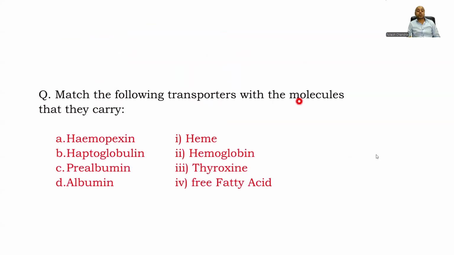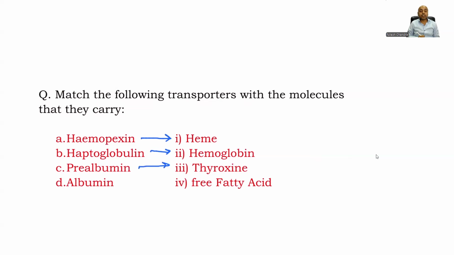Match the following transporters with the molecules that they carry. For your convenience, I have already matched them correctly. Hemopexin is carrying the heme. Haptoglobin is carrying the freed hemoglobin. Suppose there is hemolysis and hemoglobin becomes free. In that case, it will be transported bound to haptoglobin.